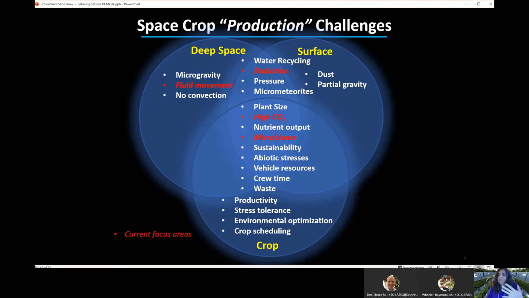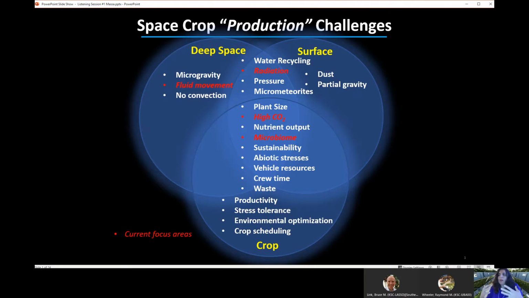Thinking about productivity, stress tolerance. These are the same challenges that we have in terrestrial agriculture, environmental optimization for indoor agriculture, crop scheduling. But then some are common to all of these. Those would include things like sustainability. How do we become more sustainable when we have these limited vehicle resources and limited crew time?